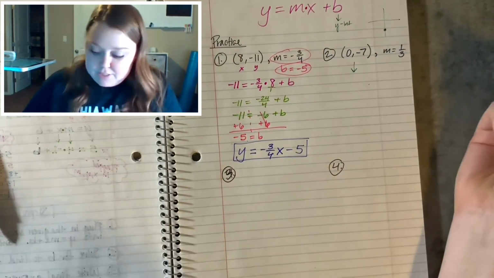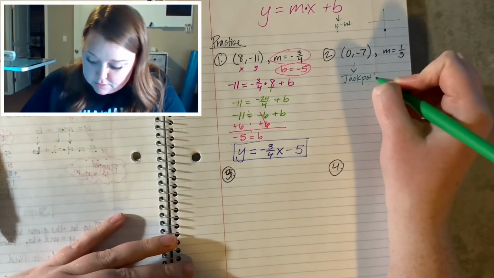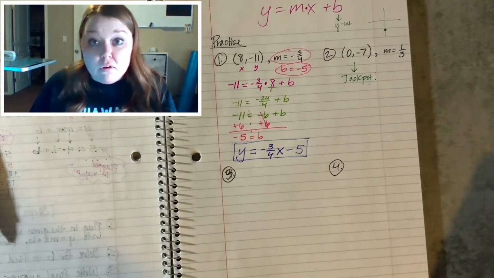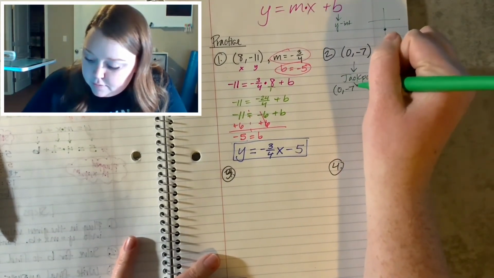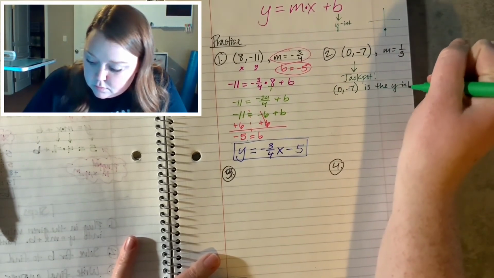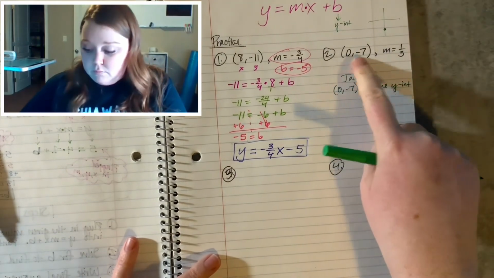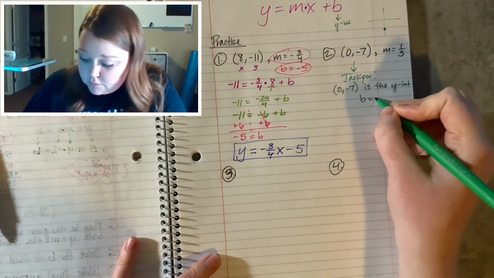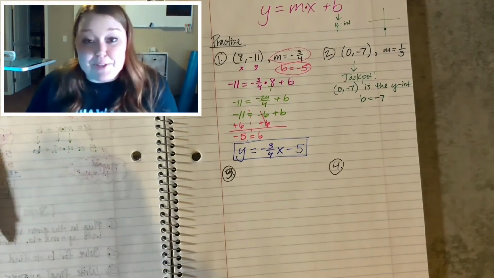So what I want you to tell yourself, you don't have to write this part, but to me, this is like jackpot, cool. That's less math for me to do. 0, -7 is the y-intercept. So what does b equal? Well, b equals -7. So what this means is I don't have to solve for b.